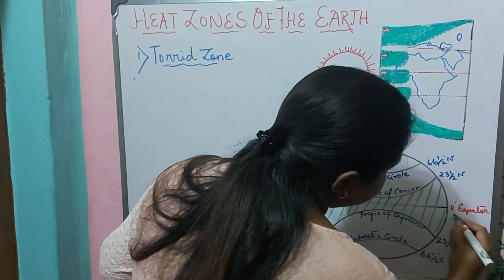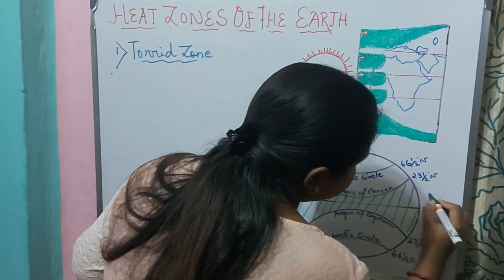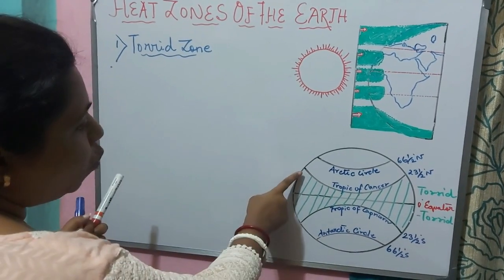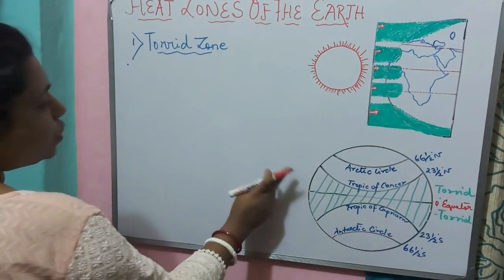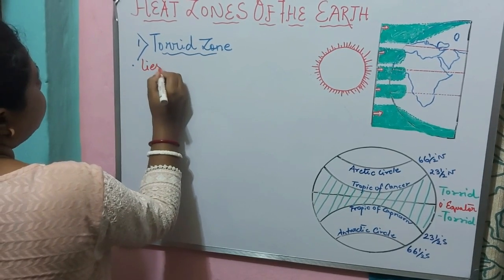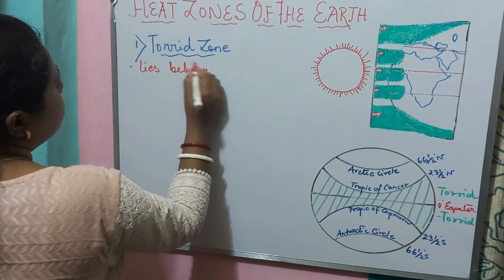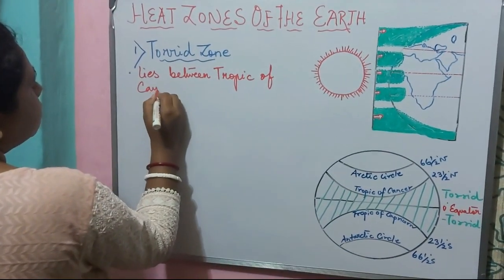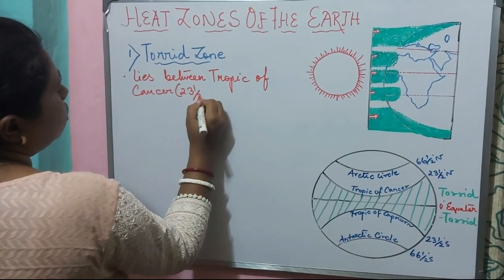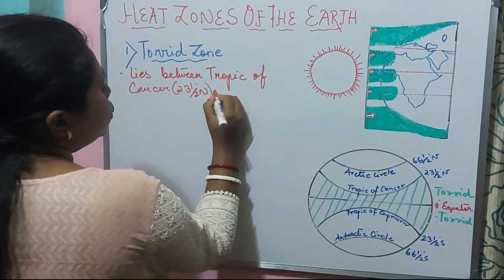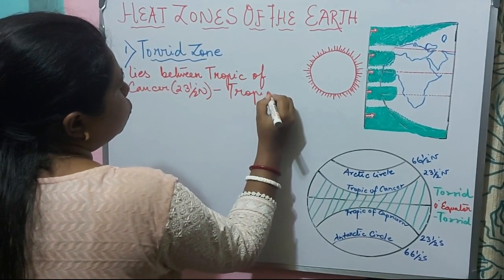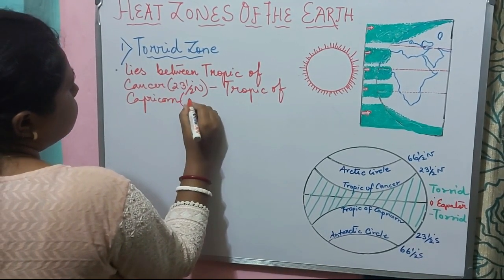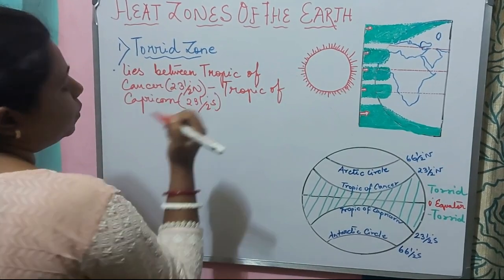This portion is referred to as the Torrid Zone. So, from where to where does the Torrid Zone lie? The Torrid Zone lies between the Tropic of Cancer, that is 23.5 degree north, to the Tropic of Capricorn, that is 23.5 degree south.